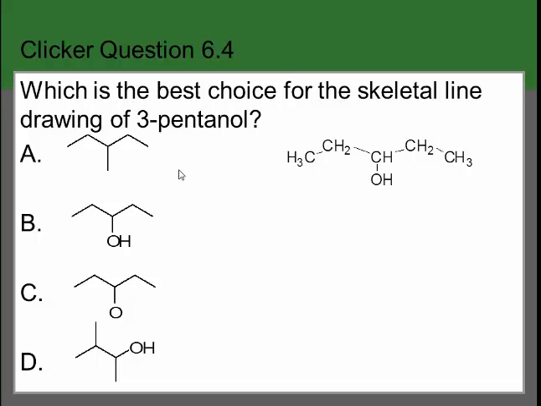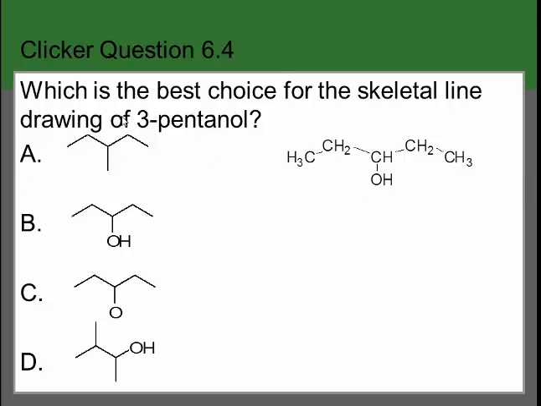Clicker question 6.4. Which of these is the best choice for the skeletal line drawing of 3-pentanol? Here's 3-pentanol. Which of these is the best choice for a skeletal line drawing? So remember that each carbon and hydrogen will just get a line, but if we have any heteroatoms with hydrogens attached, we have to draw in those heteroatoms and the hydrogens.